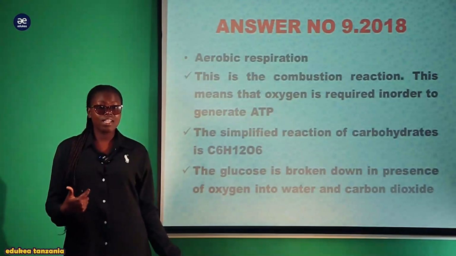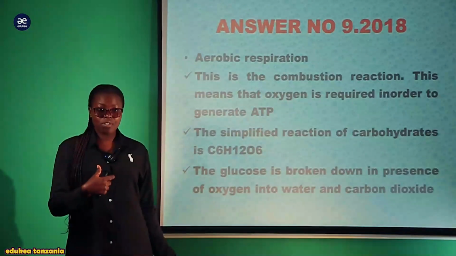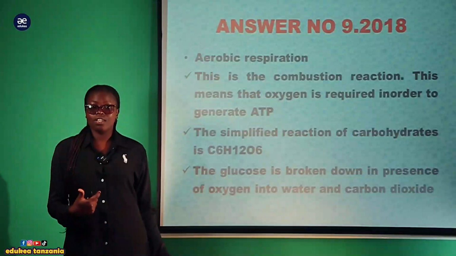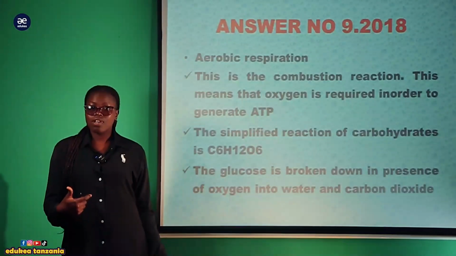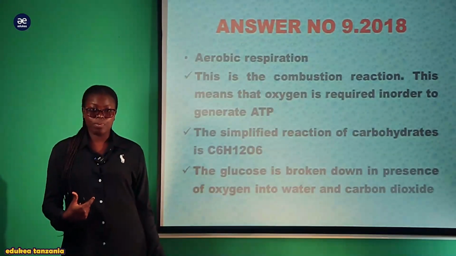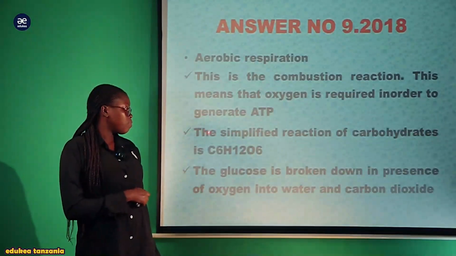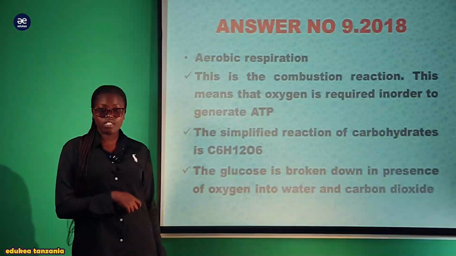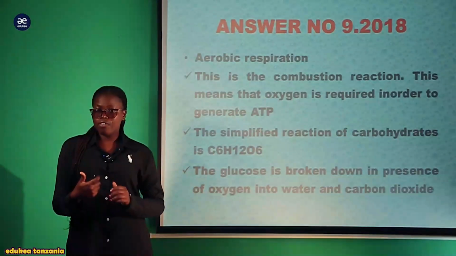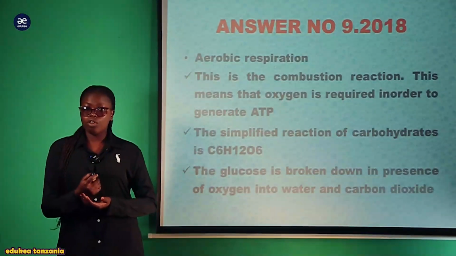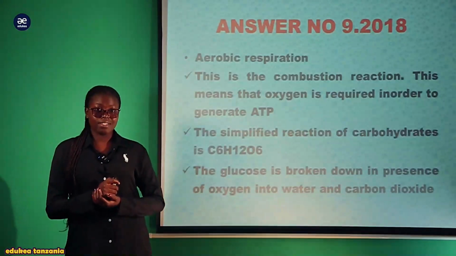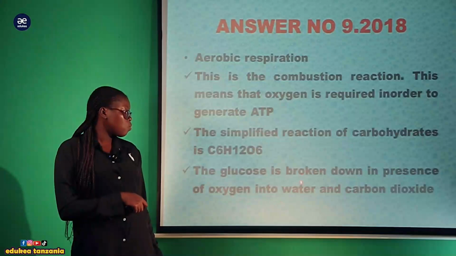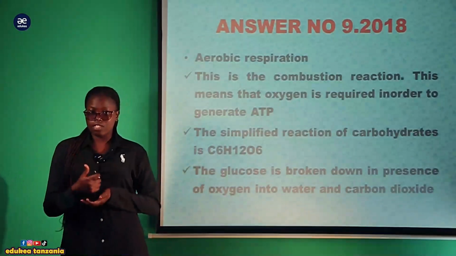This glucose is the one that has been produced by the process of photosynthesis by the plants. It is broken down by the use of oxygen so as to generate energy in the form of ATP. The simplified formula of glucose or carbohydrate is C6H12O6. So the glucose is broken down in the presence of oxygen into water, carbon dioxide and ATP.